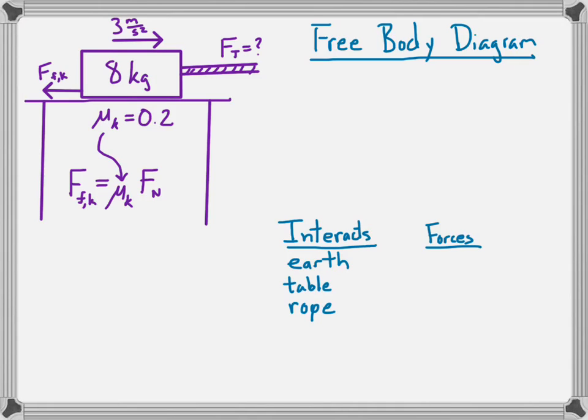Now that I've listed everything that this block is interacting with, let's list the forces that come from those interactions. Well, Earth produces a gravitational force. The table actually produces two types of forces. One is a normal force, and the other is kinetic friction force. And then finally the rope, its interaction produces a tension force on the block. Okay, now that I've identified all of these forces, these are the only four forces that should go into my free body diagram.